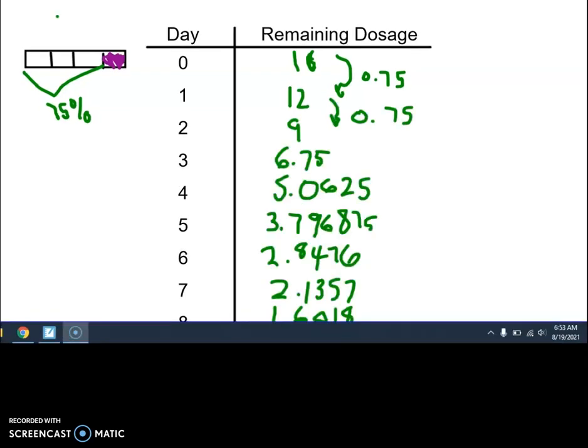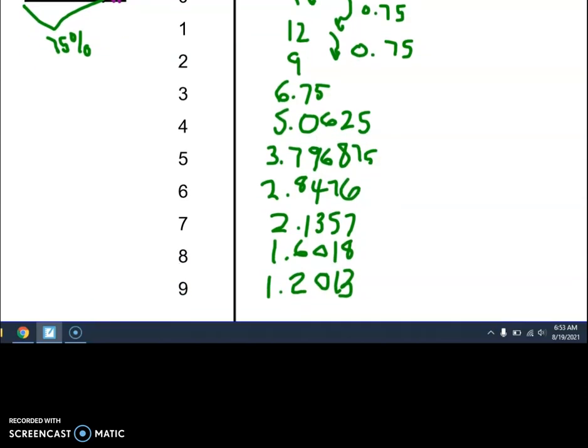So if you keep multiplying by 0.75, hopefully you got 9 for day 2, 6.75 for day 3, and if you continue, hopefully at the 9th day, you have approximately 1.2013.